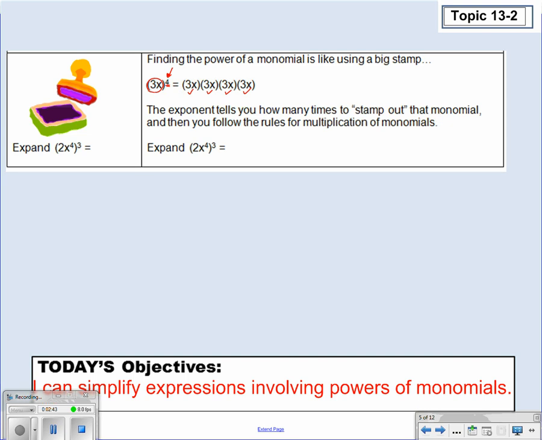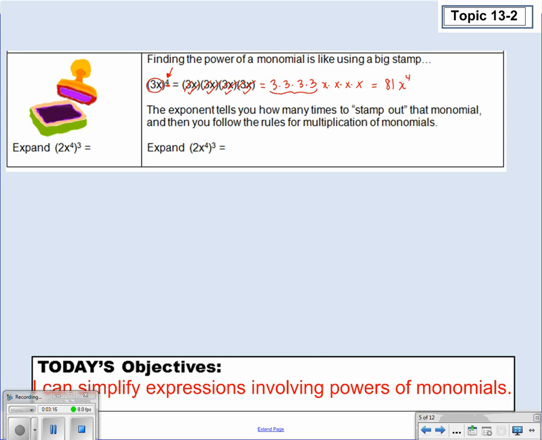Now, once we have the stamp, then we can use the same rules for multiplication in order to figure out what our answer is. That means we're going to do like we did in our previous lesson. We'll take our numbers and write them first: 1, 2, 3, 4 threes, cross them out. And then we have x times x times x times x. And now we can multiply our numbers, 3 times 3 times 3 times 3, and that will give us 81. And then we'll have x to the 4th power.